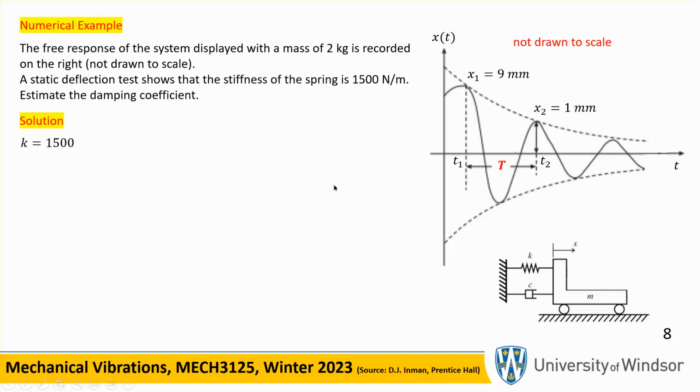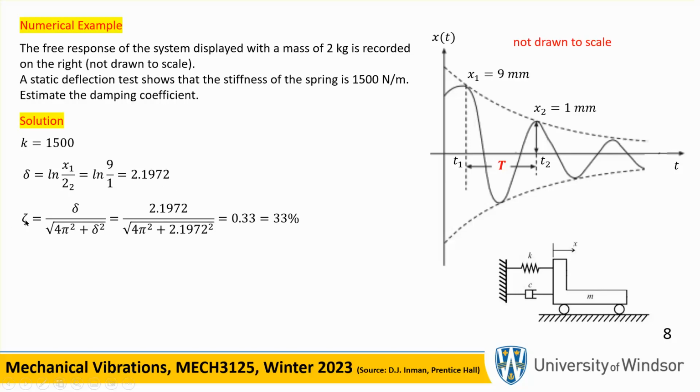So k is 1500. Now we're going to use the first two peaks. Let's say the first one had an amplitude of 9, and the next one had an amplitude of 1. The logarithmic decrement is the logarithm of x1 over x2, which is this number. Now that we have this, we can solve for the damping ratio. You plug it into this expression, just plugging in the numbers, 2.1972, and down here you square it, use your calculator, and you get a damping ratio of 0.33.